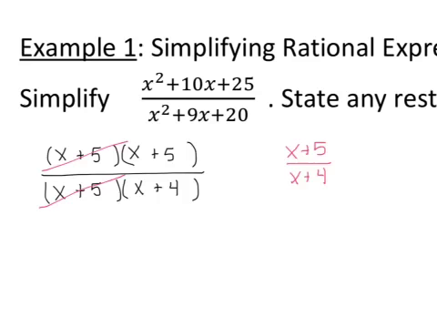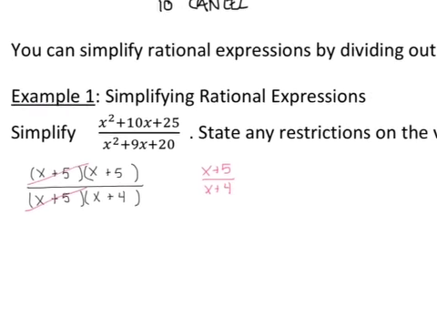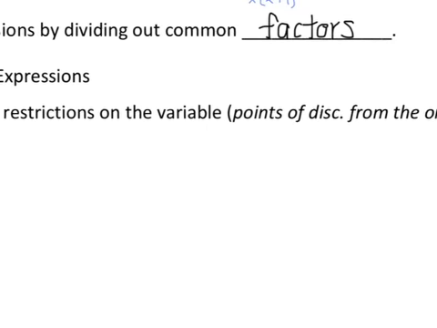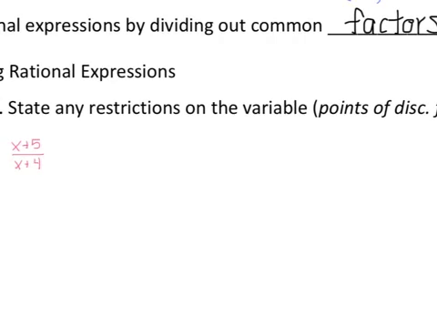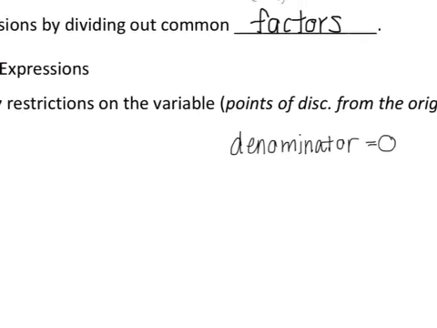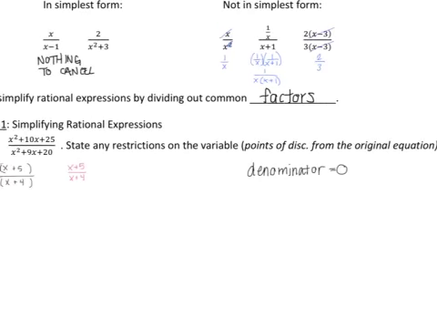Now that's not your whole answer, because we have to state any restrictions on the variable. What that means is points of discontinuity. How do we find points of discontinuity? Set the denominator equal to 0. Remember, because that's where the problems happen. Calculator blows up, paper catches on fire. So we need to figure out what numbers make the denominator equal 0.